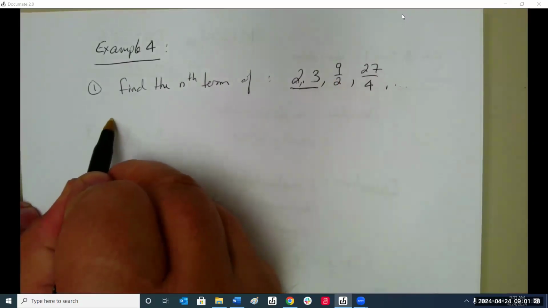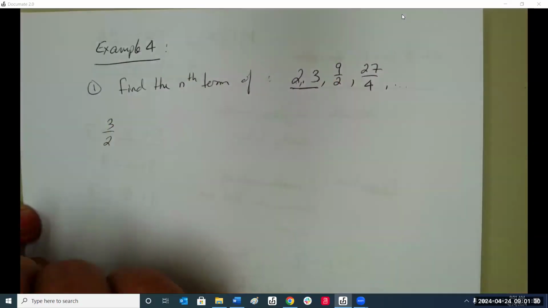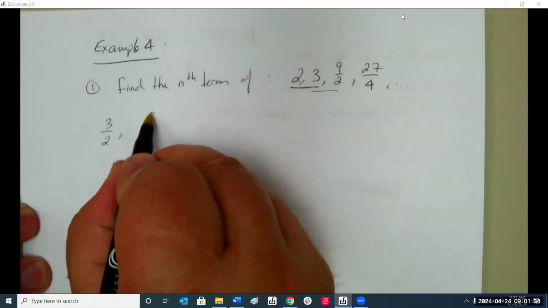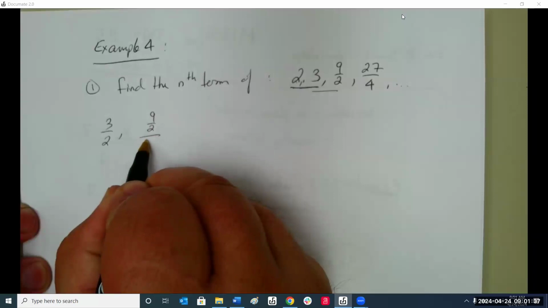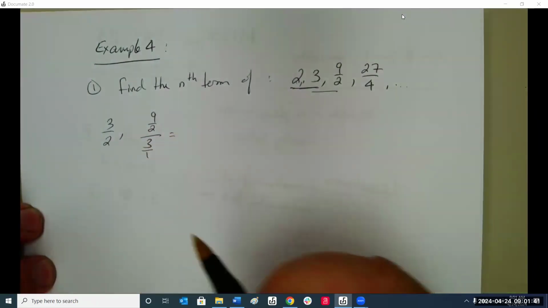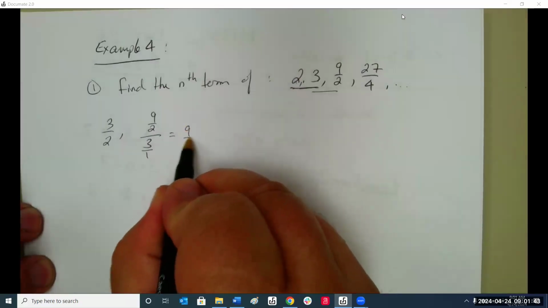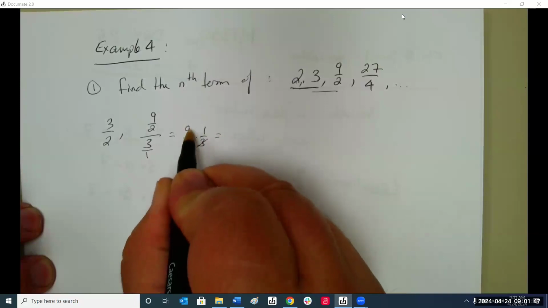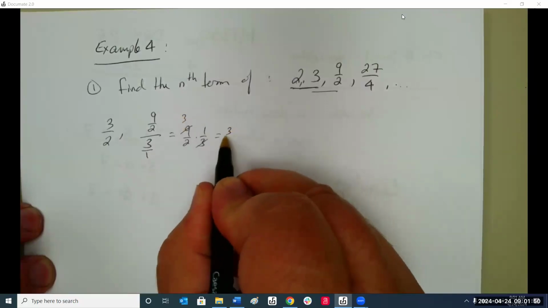Take the second term divided by the first. Check. Take the next two. 9 over 2 divided by 3, which is 3 over 1. Take the top, leave it alone, and flip the bottom. We get 3 over 2.